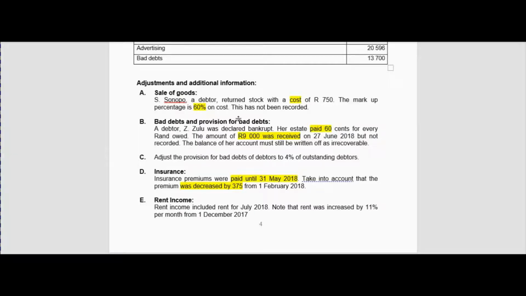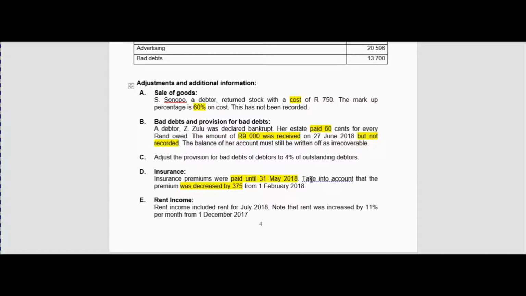Number B is the bad debts and provision for bad debts. Now, B deals with the bad debts. They tell me a debtor Zulu was declared bankrupt. His estate paid 60 cents, important, I highlight it, for every cent in the rand. The amount of 9,000 was received, but not recorded. So that is also quite important, because it means whatever he paid, he also did not record, so we must still reduce the debtor with that amount, and the balance must be written off.